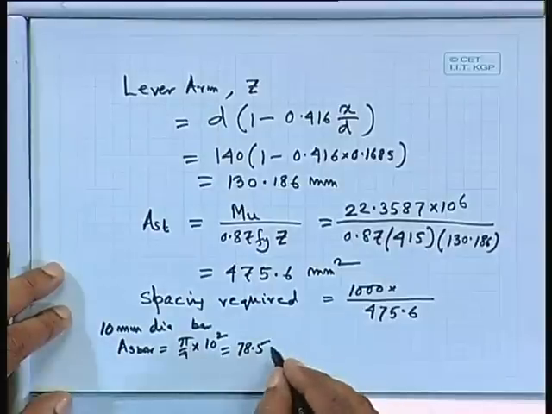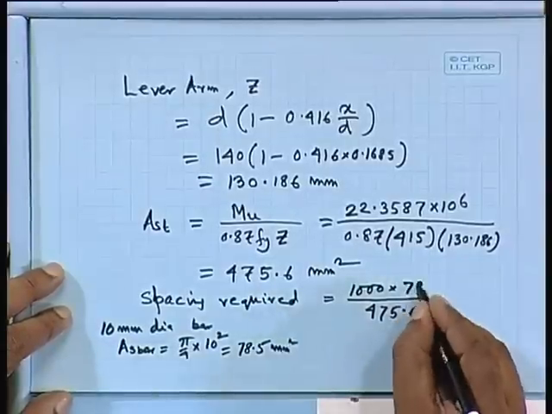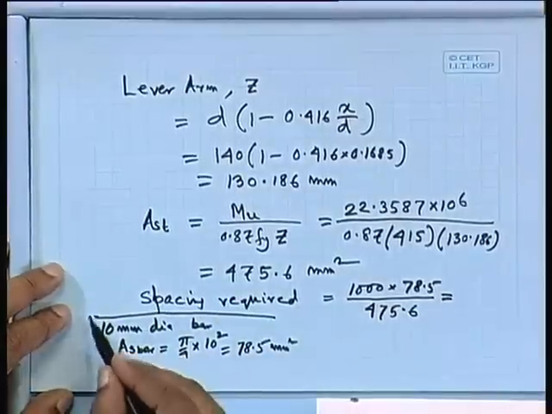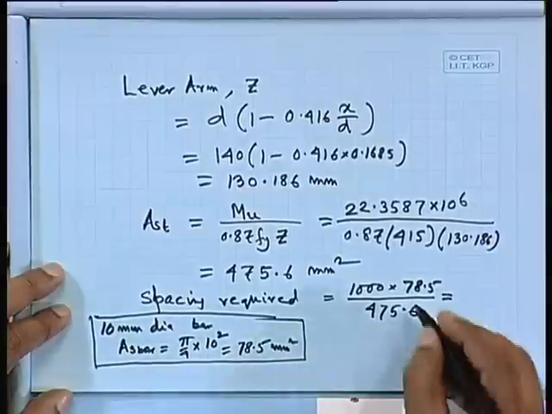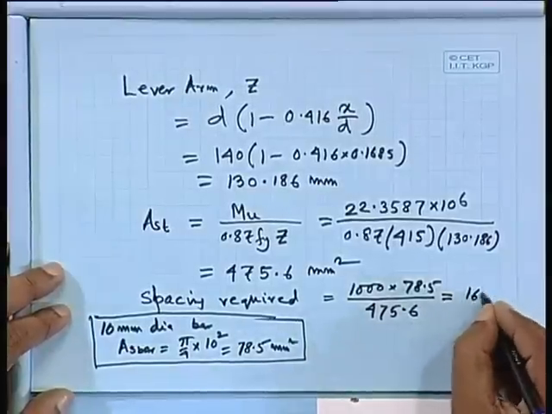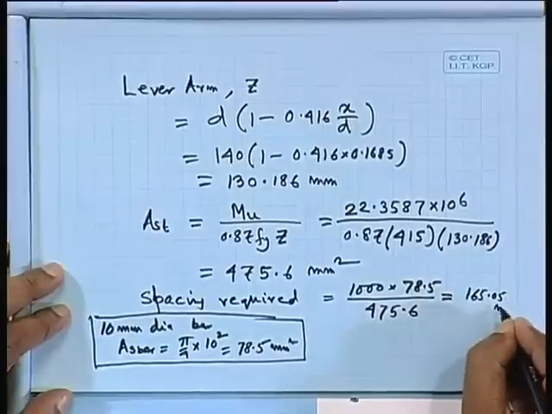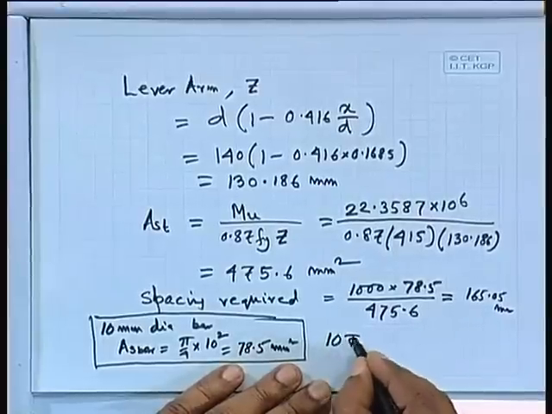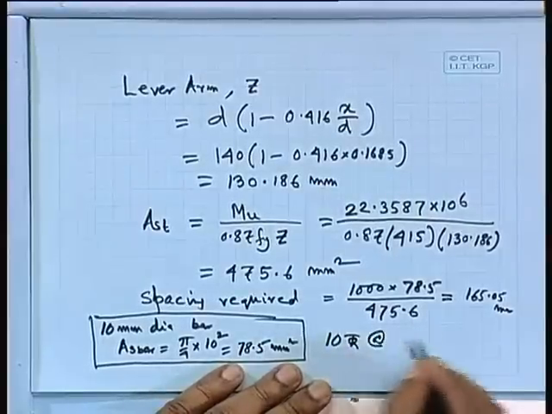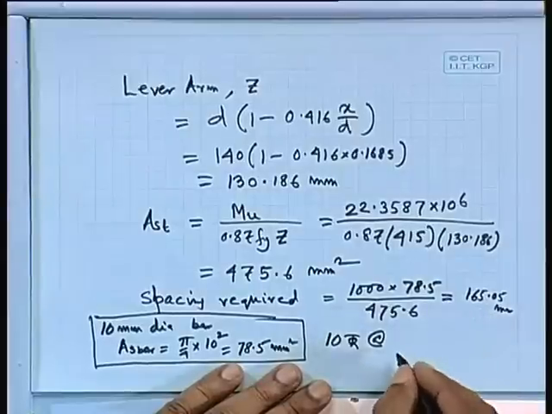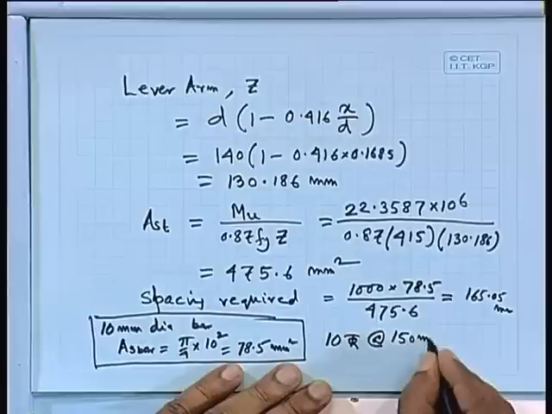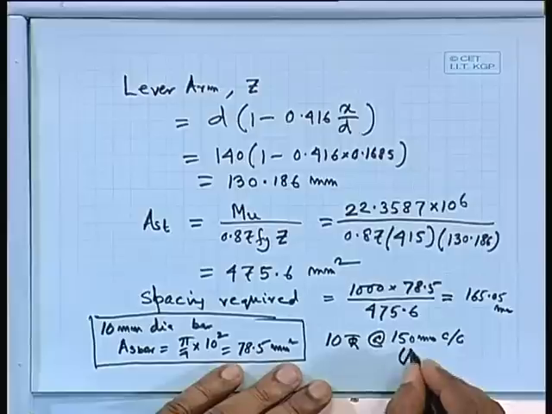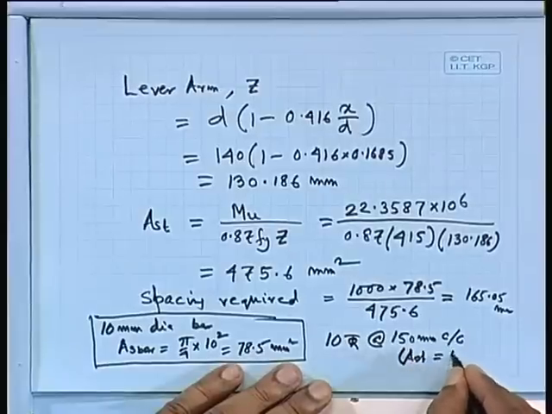Equals 78.5, and which comes as, we are assuming that we shall provide a 10 millimeter bar, and we are getting here 165.05 millimeter. So, we can provide 10 Tor at the rate of, we can provide 160 also, but let us provide 150. So, 150 millimeter center to center, and the area of steel provided is coming as 523.